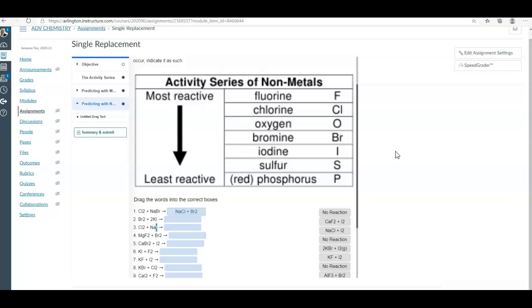And that's a very short topic and lesson. I know it could be very confusing, but by the time you start practicing it and looking at the activity series of metals and non-metals, it will become easier to comprehend.